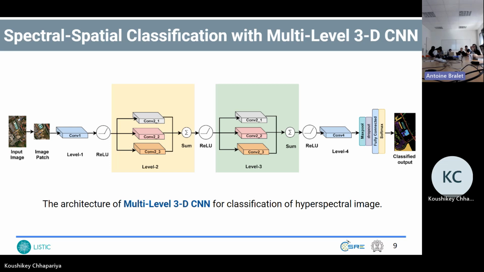In this, we have taken four convolution layers, of which 2 are taken at different levels. The idea of taking different levels was to have different kernel sizes.